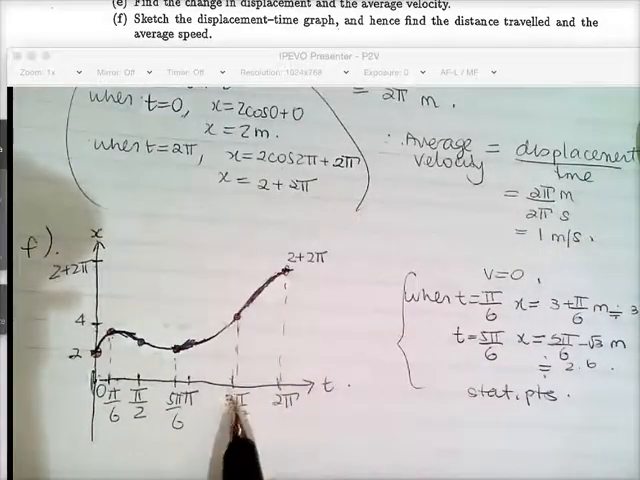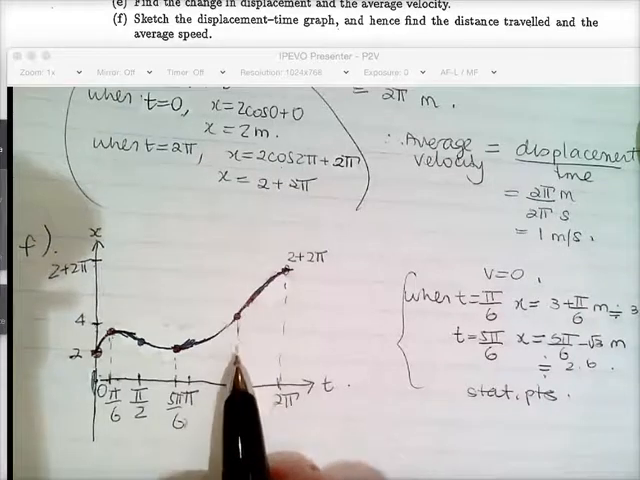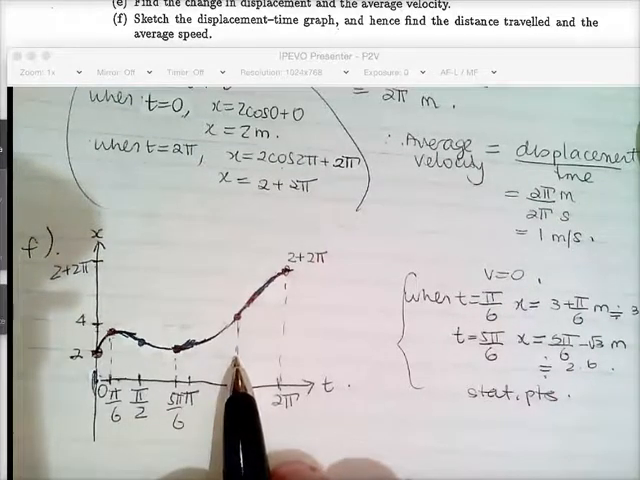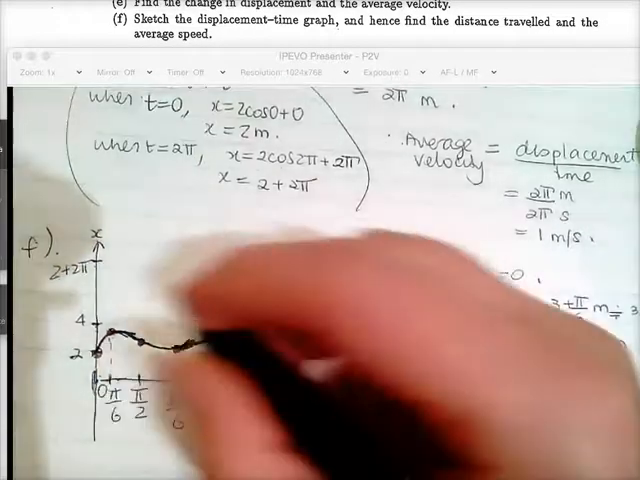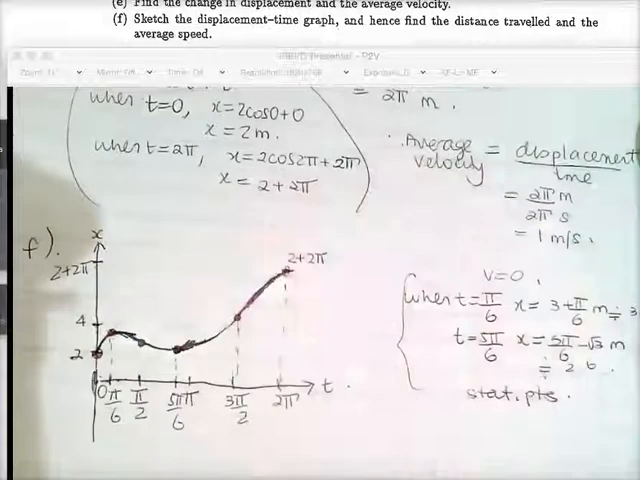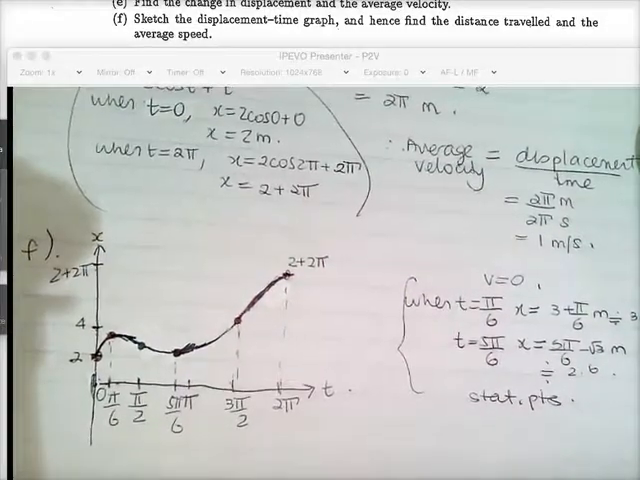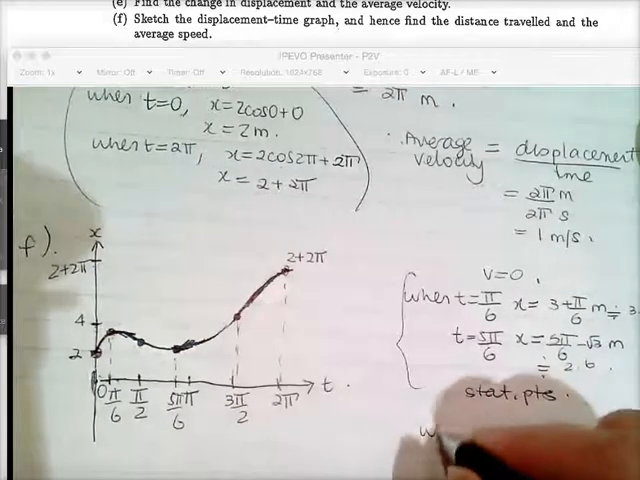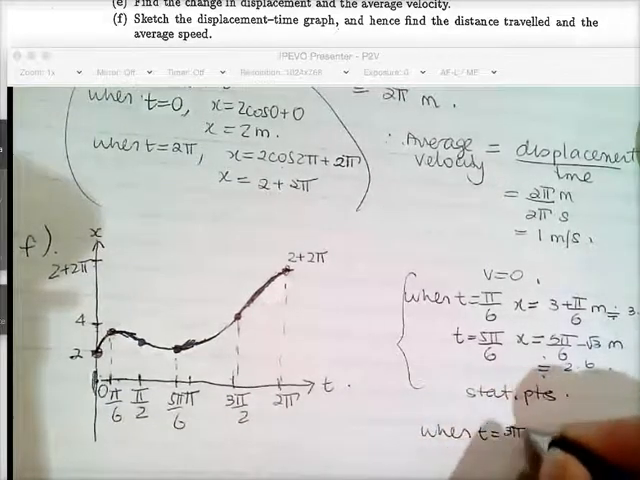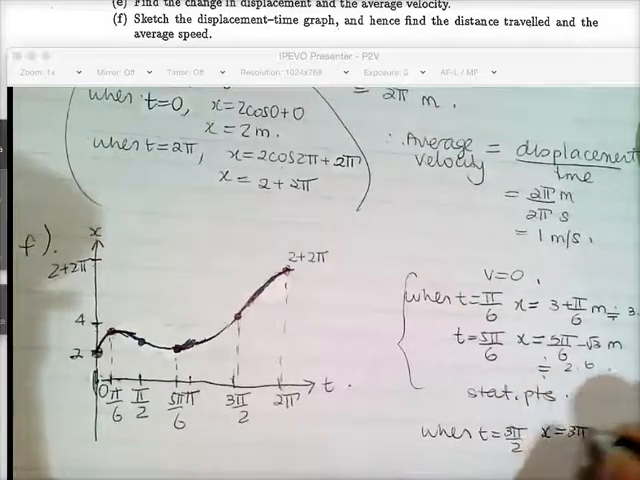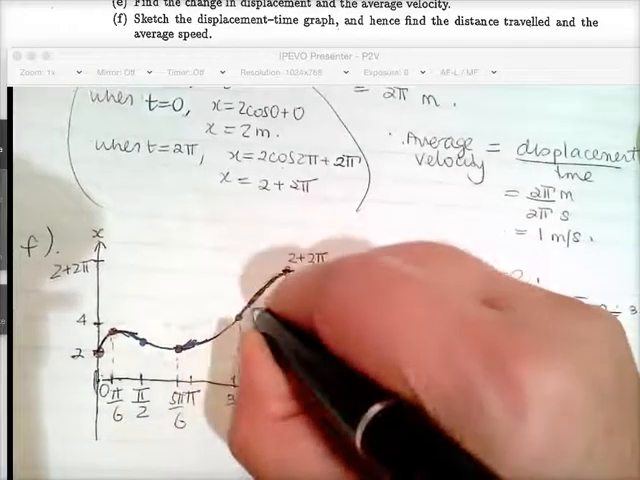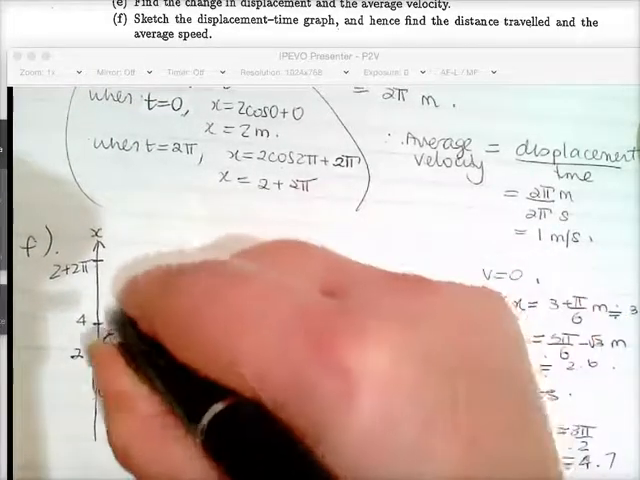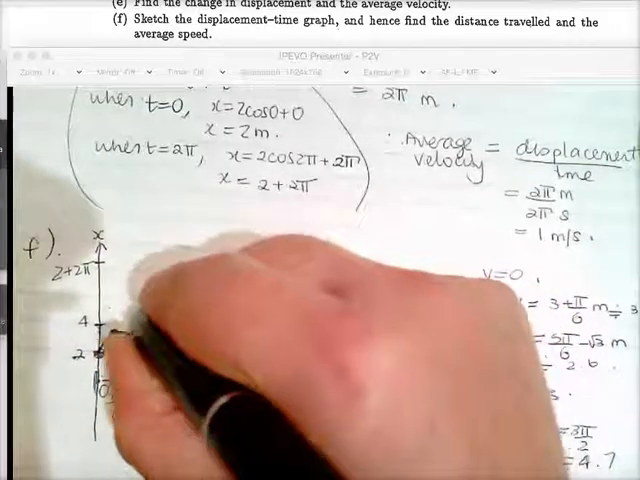When t is 3 pi on 2, I don't think we've got that one. Yes, I do. When t is 3 pi on 2, it's further up the page. x is also 3 pi on 2, which is approximately 4.7, and that makes sense, okay? So we've got that this value is, and I can just put it across here, that this is 3 pi on 2.